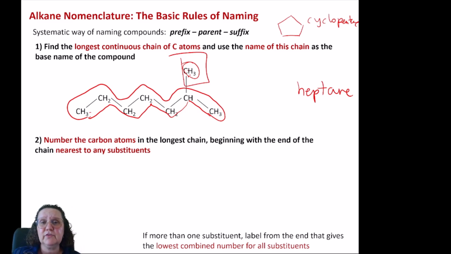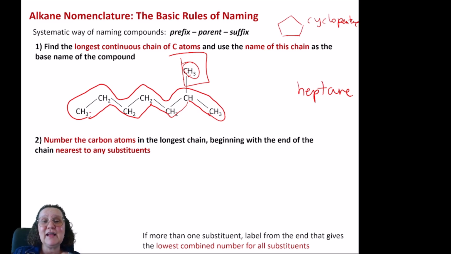And that is something I will need to name. Because it's not only heptane, it's not only 7 carbon atoms in a row. It is 7 carbon atoms in a row with another carbon atom attached somewhere in that chain.